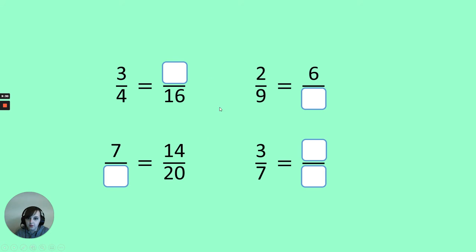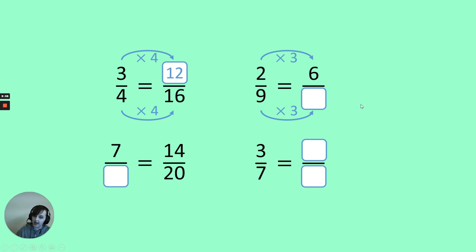So, for this one here, we've got 3/4 into something 16ths. To turn 4 into 16, you times it by 4. So I know I need to times my numerator 3 by 4, and that will give me 12. For this one, I don't have my denominator, but I do have my numerator. To turn 2 into 6, you multiply it by 3. So I need to multiply 9 by 3, and 9 times 3, 9, 18, 27.